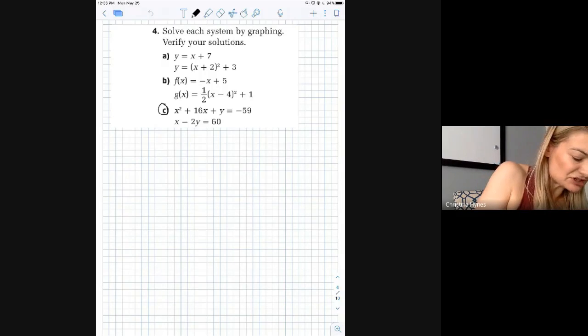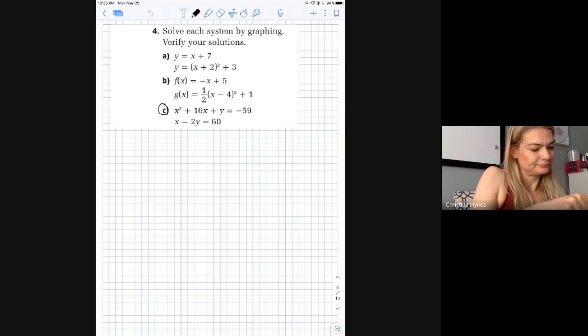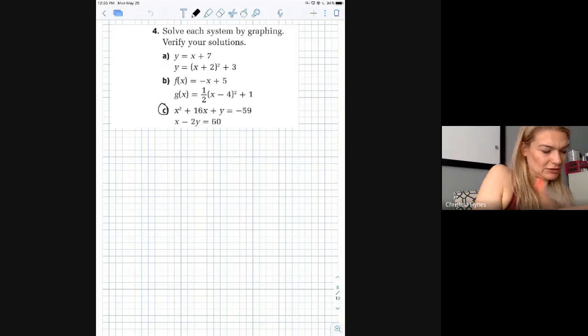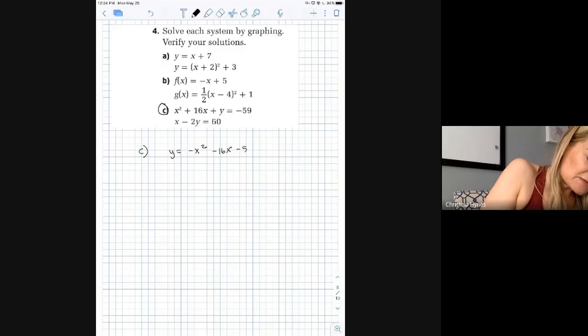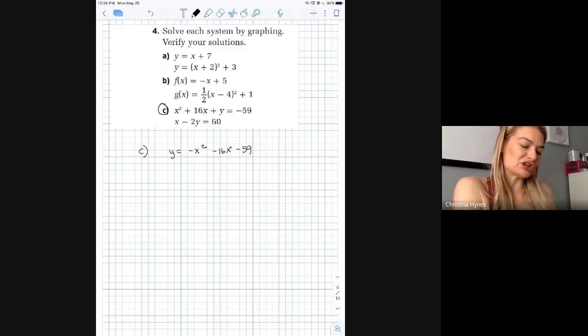So I'm going to do question number C. So I'm going y equals, I'm bringing x squared over, so it becomes negative x squared. I'm bringing positive 16x over to become negative 16x. And the minus 59 stays on the right side, so you don't change that one. Okay, so that is now solved for y.